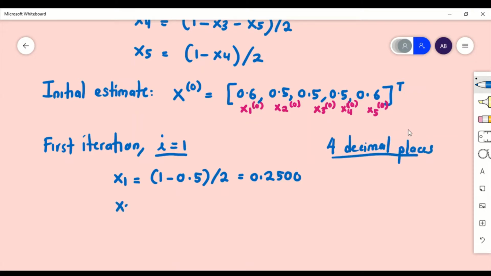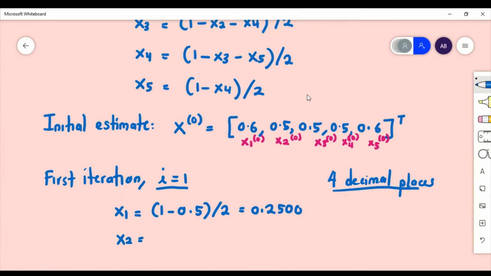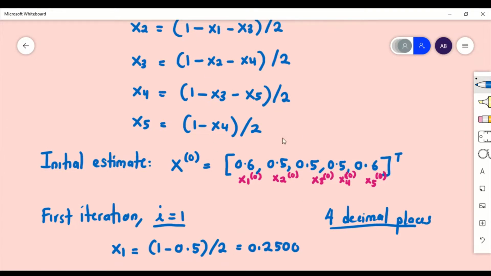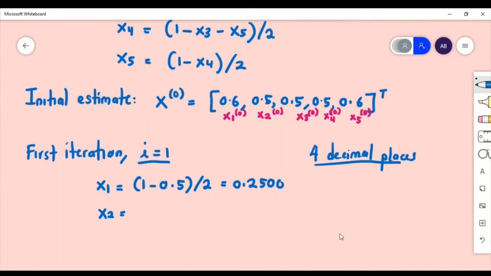Now to find x2, we're going to substitute the other initial values into the x2 equation. The x2 equation is given by 1 minus x1 minus x3, so 1 minus 0.6 minus 0.5 divided by 2. That will be negative 0.4, 0.4 minus 0.5 is negative 0.1, divided by 2, negative 0.0500. Okay, 4 decimal places.